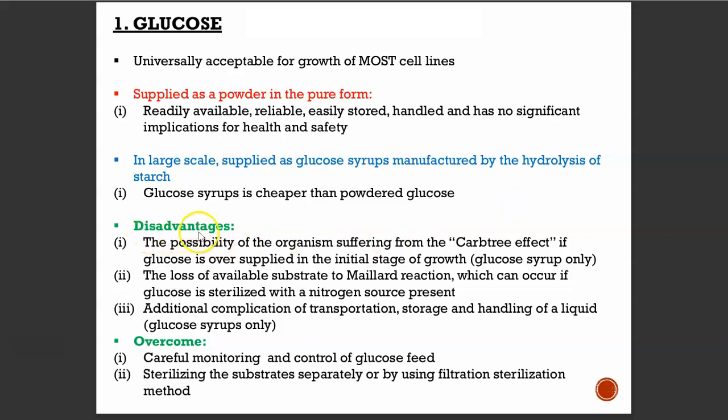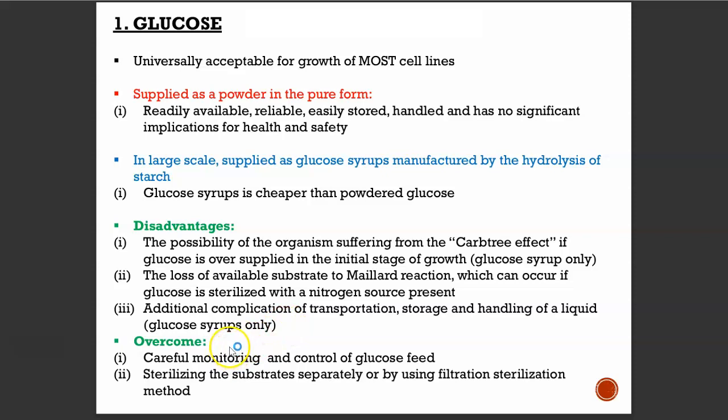The disadvantage of glucose is the possibility of organisms suffering from the Crabtree effect if glucose is overly supplied in the initial stage of growth. And this happens only in glucose syrup. There is also the loss of available substrates to the Maillard reaction, which can occur if the glucose is sterilized with a nitrogen source present. An additional complication is the transportation, storage, and handling of liquid glucose. So this only happens in glucose syrup.